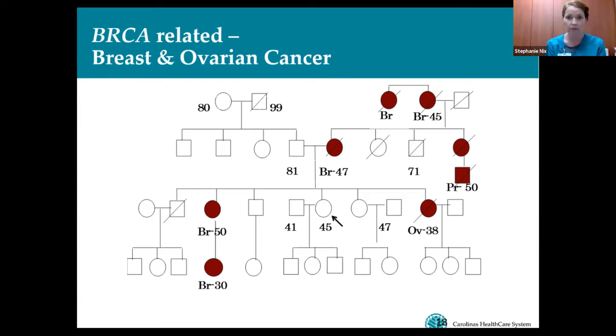And we'll talk about this in relation to BRCA, because those are the ones we think about most often. An updated pedigree for this may also show a brother with prostate cancer or a relative with pancreatic cancer or even melanoma. BRCA2 can have melanoma associated with it as well.